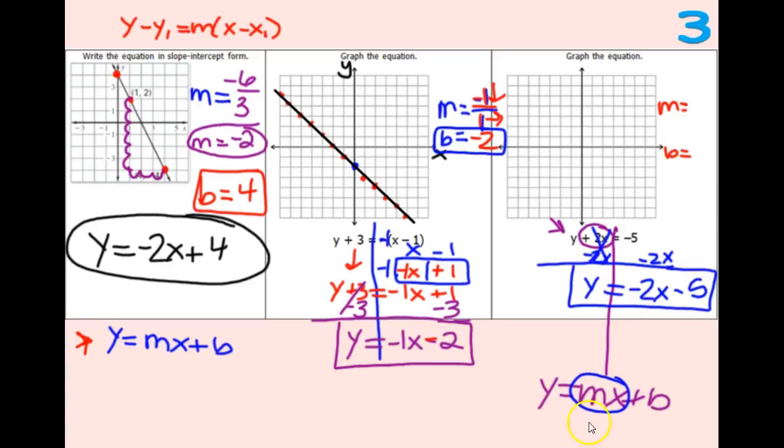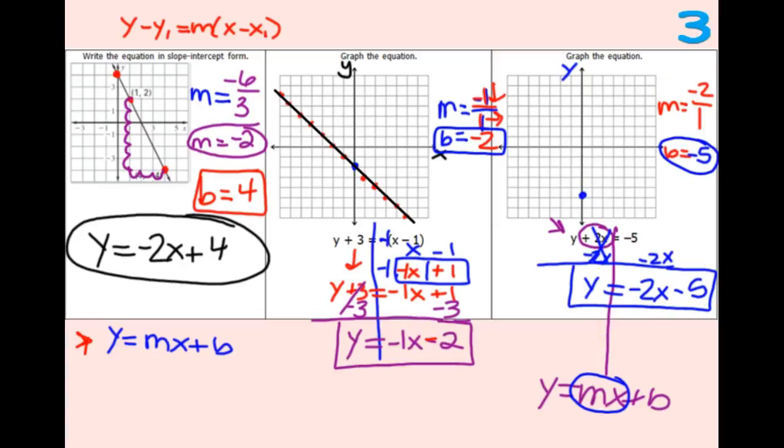M is our slope in front of the x, which is negative 2, as a fraction negative 2 over 1, and b is negative 5. So that tells me we're beginning at down 5 on our y-axis. It's our y-intercept, where we're crossing the y-axis. So down 1, 2, 3, 4, 5.